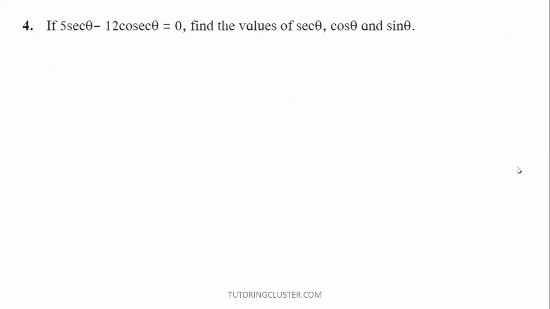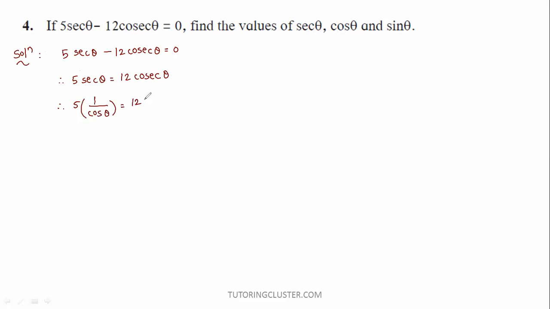Now, next, let us see this example. If 5 sec theta minus 12 cosec theta is equal to 0, find the value of sec theta, cos theta, and sin theta. Now, to solve such type of examples, write the given equation. So 5 sec theta is equal to 12 cosec theta. To simplify this, sec theta is nothing but 1 upon cos theta, and cosec theta is 1 upon sin theta.